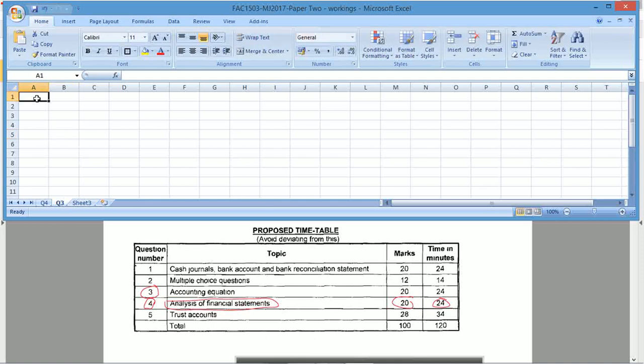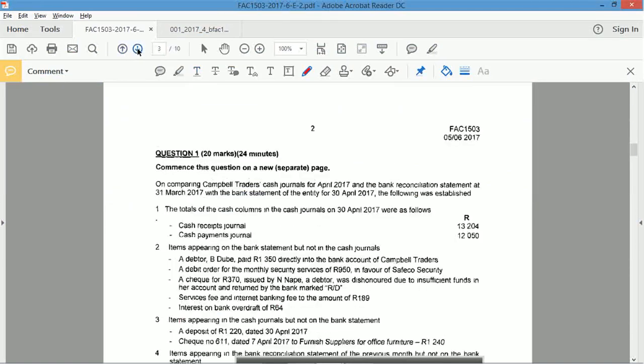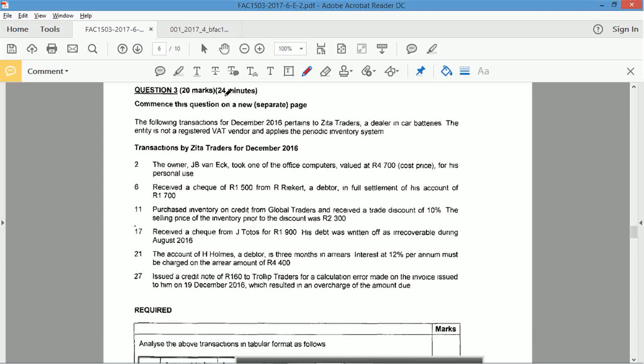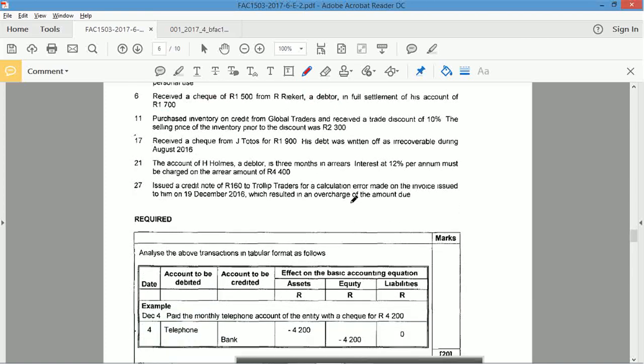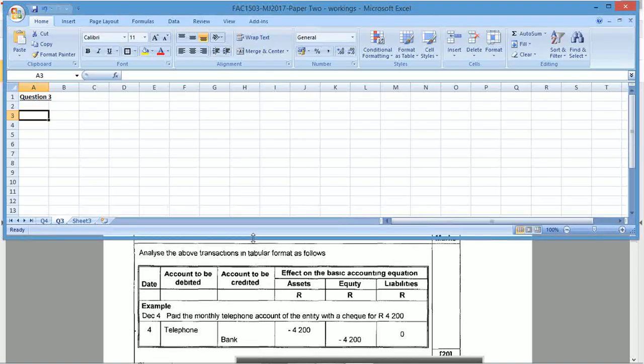Question 3 is an accounting equation. Okay, there's the question. 20 marks, 24 minutes. The following transactions for December pertain to Z, a dealer in car batteries, not registered for VAT. That helps a lot. And periodic, meaning purchases, opening stock, closing stock. Right, what must your solution look like? Analyze the above transactions in tabular format as follows. So we need to create that.